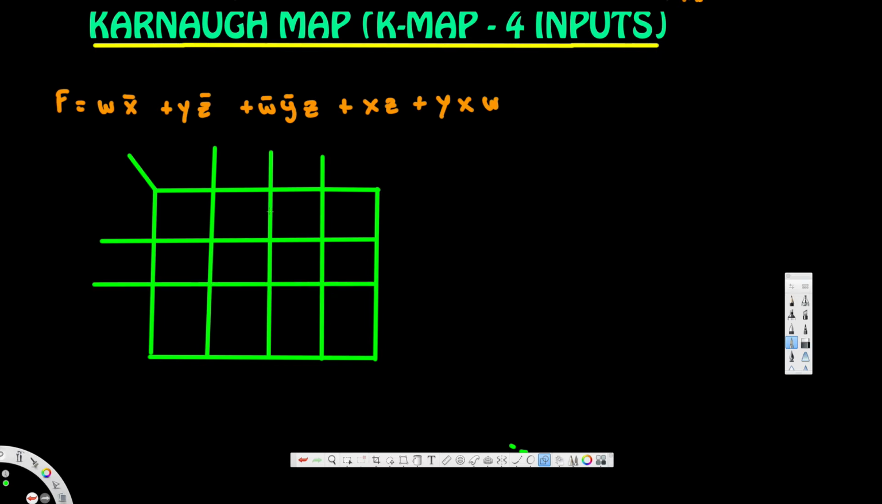Here we have 4 variables. You can see w, x, y, z. So 4 variables, 16 boxes.